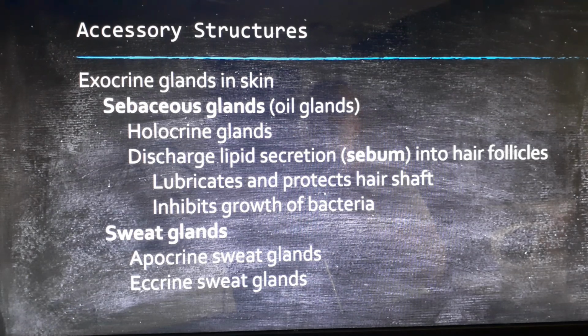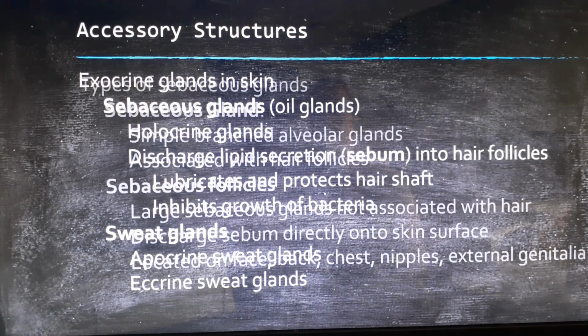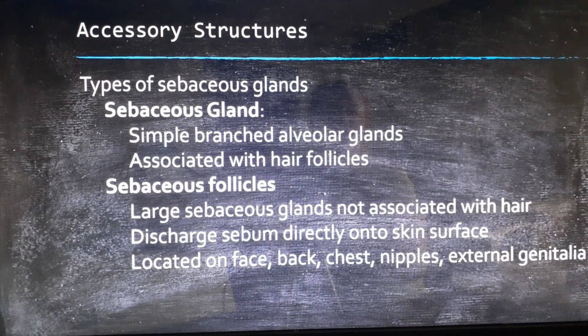Okay? The other kind of exocrine gland we're going to talk about is a sweat gland. And there are 2 categories of sweat gland: apocrine sweat glands and eccrine sweat glands. So again, sebaceous glands are going to make the sebum, and they're going to put it on a hair follicle. Now, in some areas of your body, you have a separate sebaceous follicle where it skips the hair part altogether, and it has its own larger sebaceous gland that has a duct that goes directly to the surface.